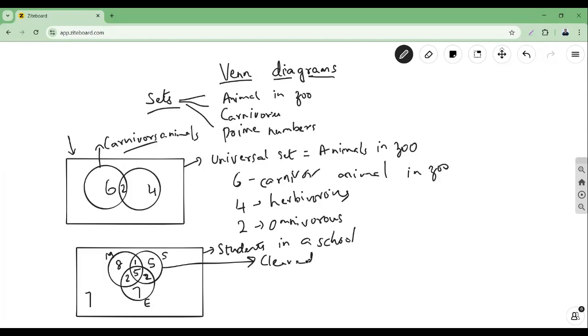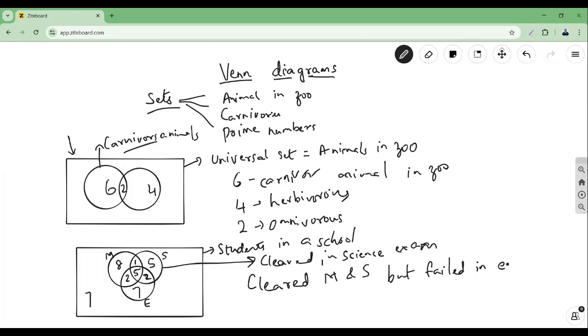exam, passed in that exam, cleared in science exam. This circle talks about cleared in science exam. So now, if I'm asking you from this Venn diagram, tell the number of people who cleared math and science, but failed in English. Failed in English. Okay. So now that means they should not be in the English circle.